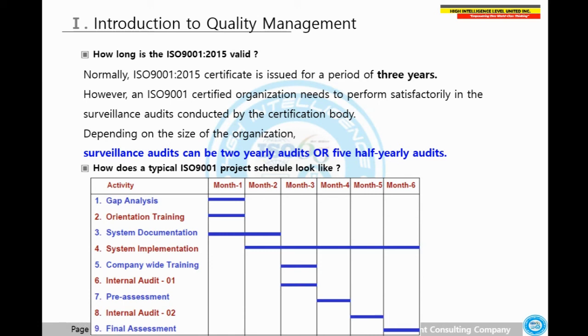And how about the validity of the ISO 9001:2015 version? So that is normally issued for 3 years. 3 years meaning once you get the certificate, there is an issue date. For example, if it is issued 2020 May 20, then the validity of the certificate is until 2023 May 19, like that. So that is 3 years.